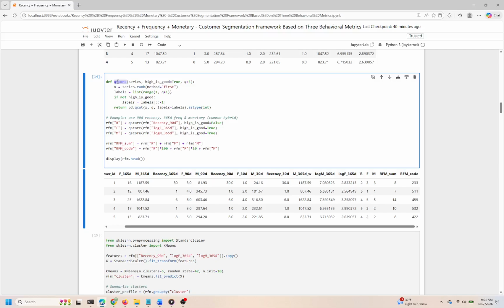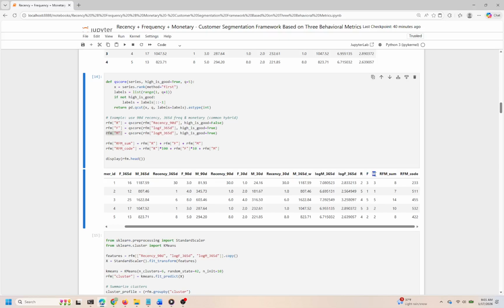After defining the function, we apply it to the RFM data frame. For recency, we use the function with the high_is_good flag set to false, because we want to reward customers who made a purchase more recently. In contrast, frequency and monetary values are measured positively, so we leave that flag set to true as we score those metrics. As we calculate these quantiles, we store the resulting scores in new columns, effectively creating a summarized report of customer behavior.